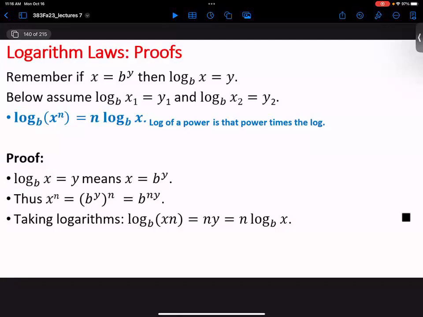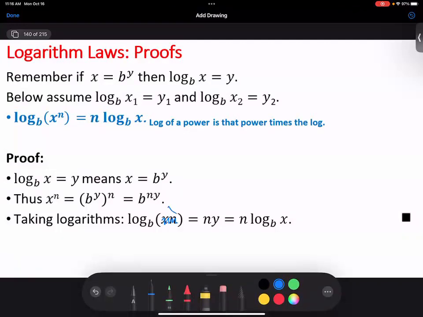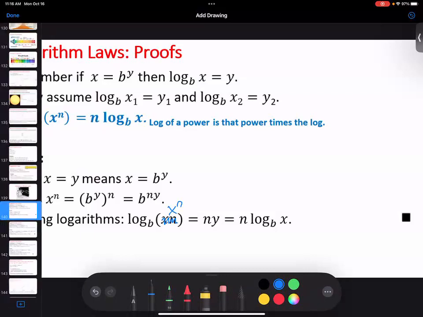So then x to the n is just b to the y to the n, that's just b to the n y. And now by definition, with a little scratching, we get the log base b of x to the n is just n times y, but y was just the log of x base b, and there's the proof. So that's the proof of the power.